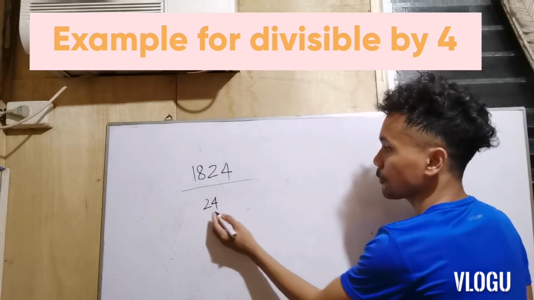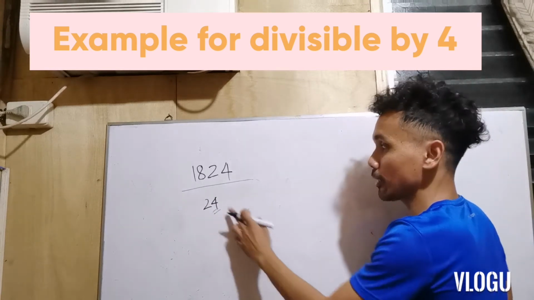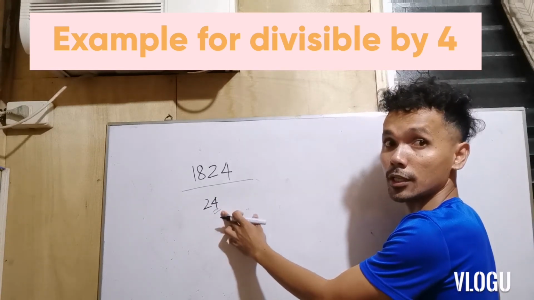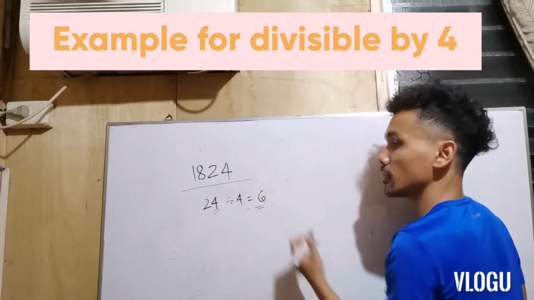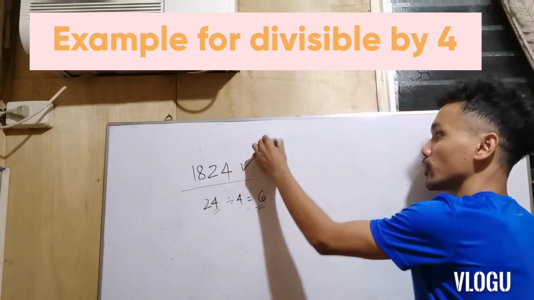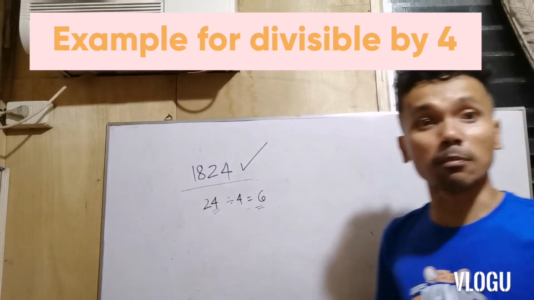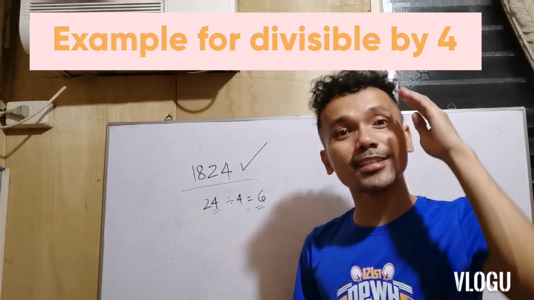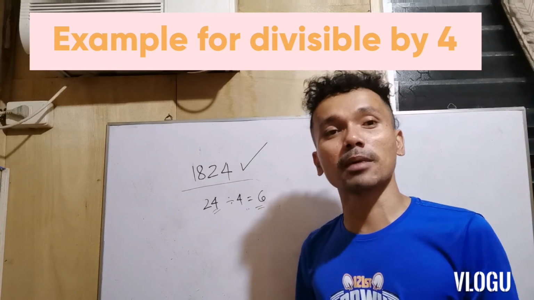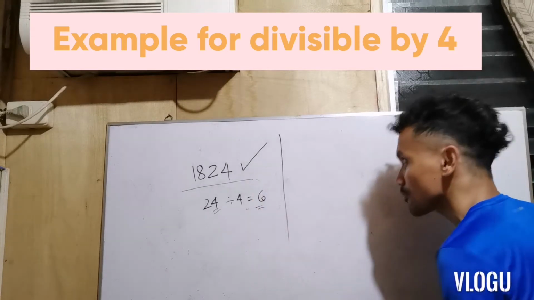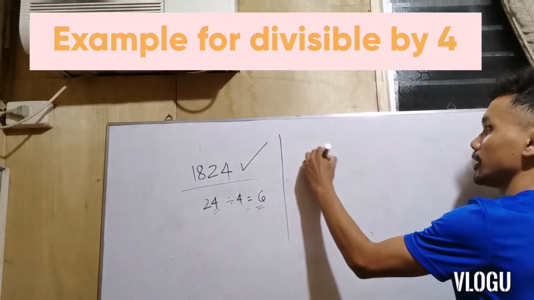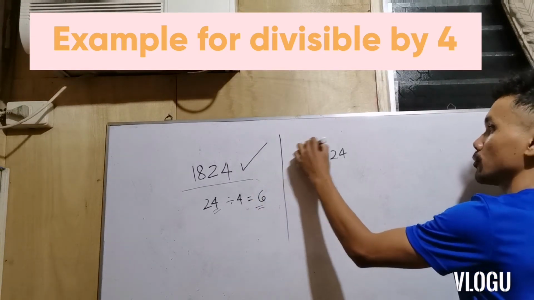Okay? Is 24 divisible by 4? Pwede bang ma-divide ang 24 by 4? So, pwede ba? 24 divided by 4, di ba? This is equal to 6. Okay? So, therefore, 1824 is divisible by 4. Madali lang. Last 2 digits, pag yan ay divisible by 4, therefore, the number is divisible by 4. Check natin. Okay? 1824. Check natin if this is true.